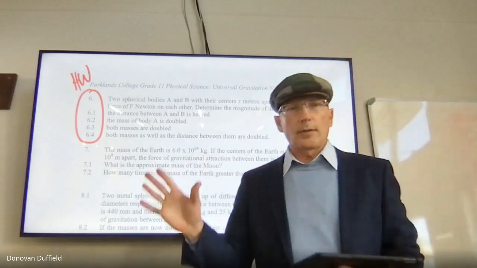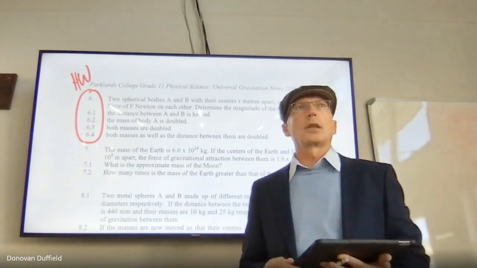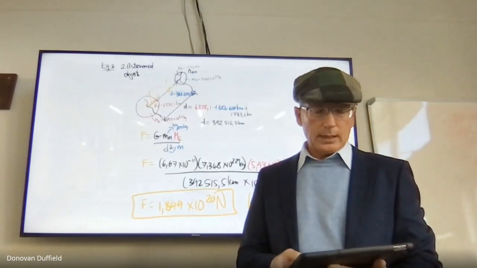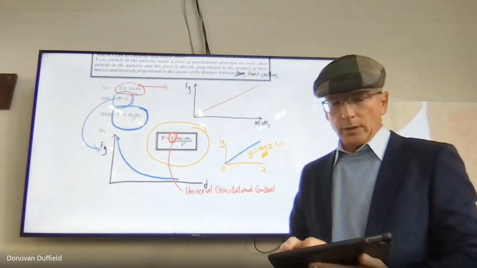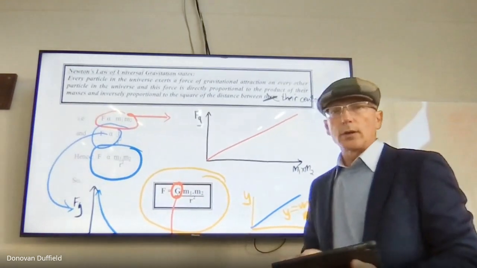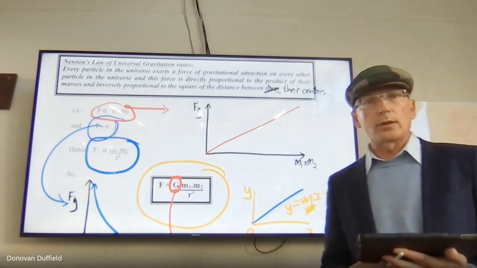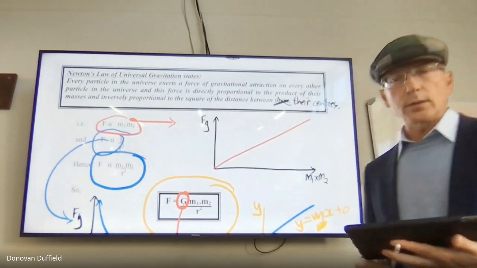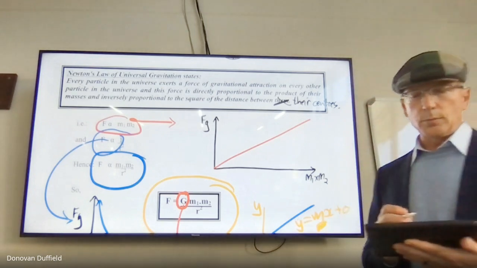So we basically covered all the theory. There's no new theory. We've looked at the universal gravitation law, the statement of it. So by way of quick revision, the law states that every particle in the universe exerts a force of gravitational attraction on every other particle in the universe, and this force is directly proportional to the product of their masses and inversely proportional to the square of the distance between their centers.